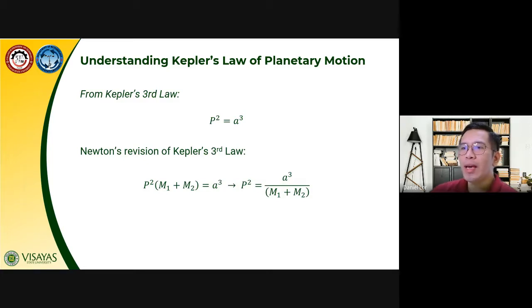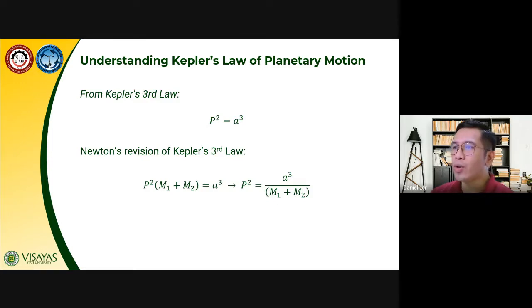So reviewing Kepler's third law of motion, our P squared, which is in years, is equal to a cubed, which is in astronomical units, meaning the larger orbits, a, have longer orbital periods, and the average orbital speeds are slower for planets with larger orbits.